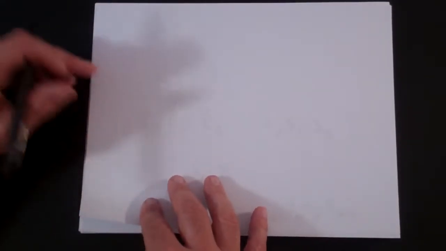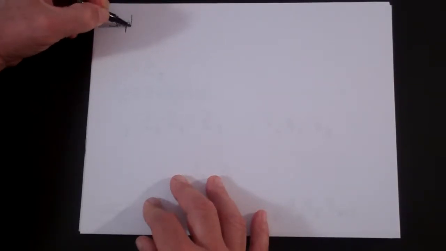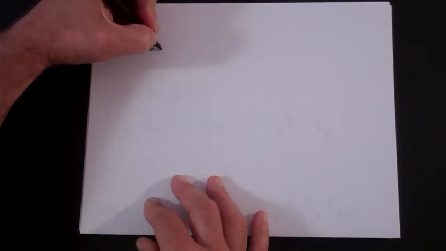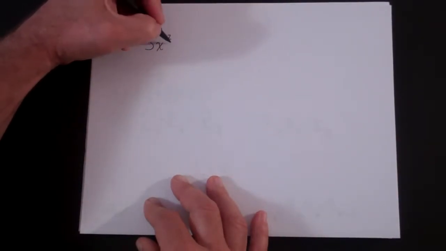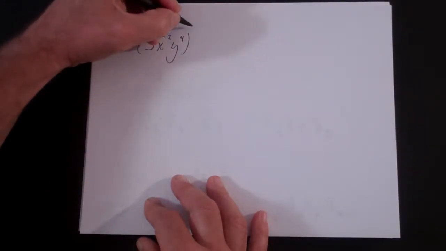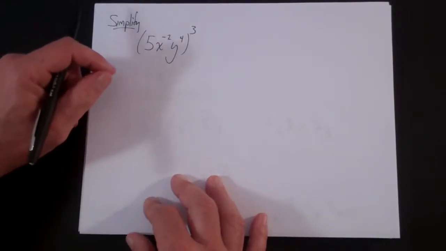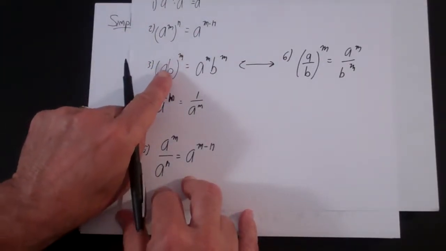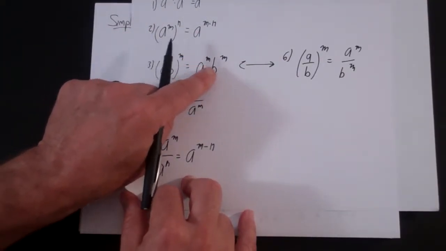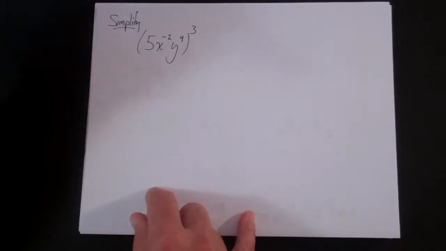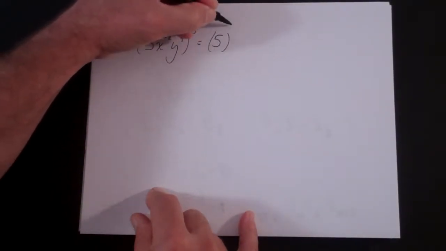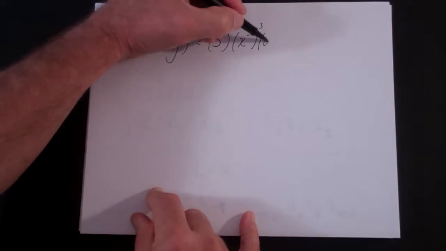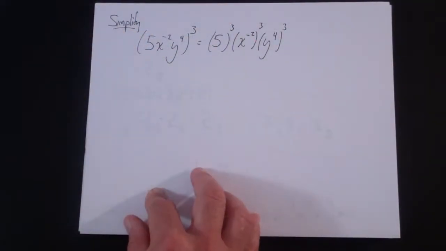Let's look at another problem. This one uses rules 1, 2, and 3. So it's 5, let's do x to the minus 2, y to the 4th, all raised to the power of 3. Well, rule number 3 states that if you have something in parentheses raised to a power, then you raise everything inside the parentheses to that power. So that's going to be 5 raised to the power of 3, x to the negative 2 raised to the power of 3, y to the 4 raised to the power of 3.